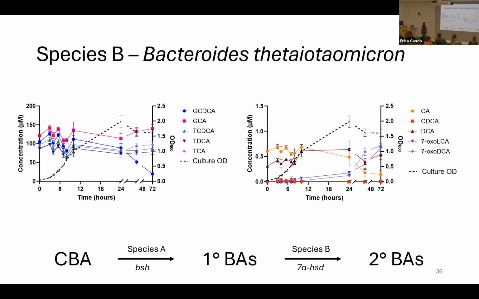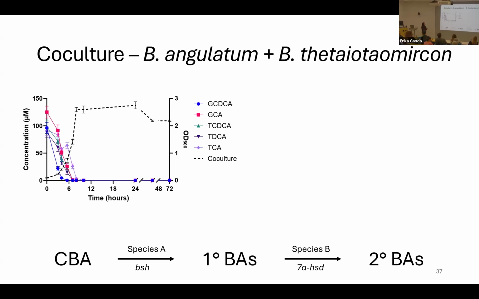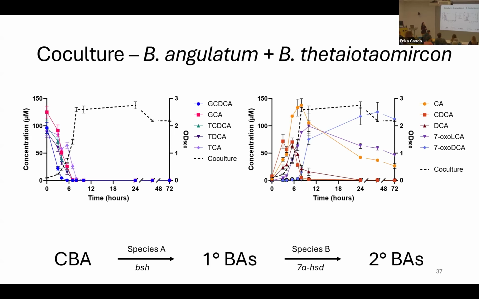our experiments. And we were very excited when we paired these two bacteria together to see that, of course, the conjugated bile acids disappear. And just as we had expected, primary unconjugated bile acids were in the media. And as they went down, we have an increase of secondary bile acids appearing. So we have our B. angulatum doing this first step, followed by B theta doing the second step, and we can see each step of this pathway occurring.